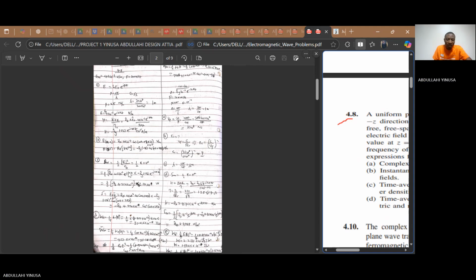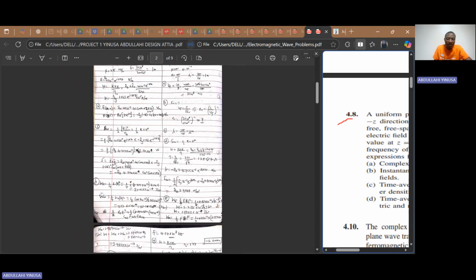Part B asks us to find the instantaneous fields, so that's what led to this. Our average power density is E cross H conjugate. So that's how we are able to get this, and then we are able to arrive at this.